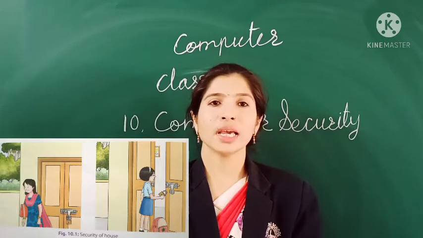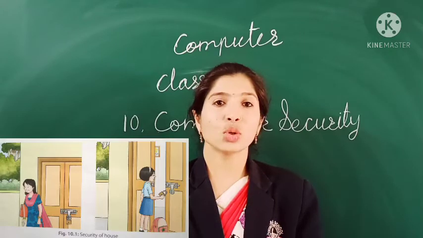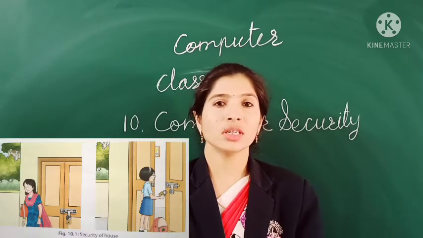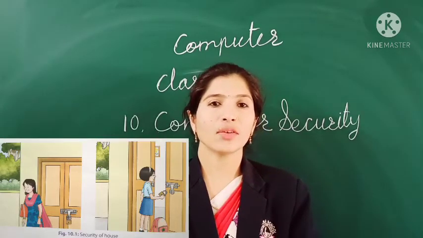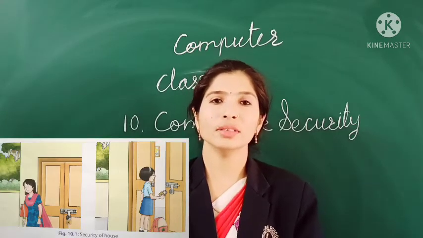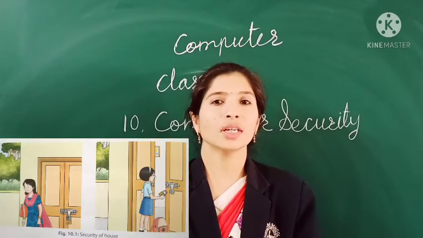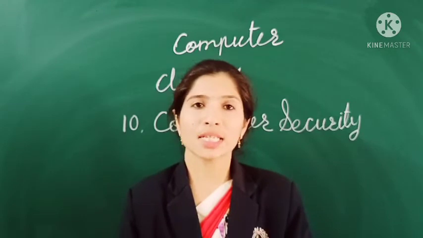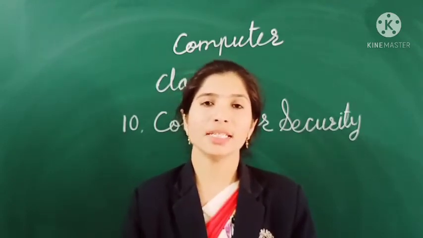What if somebody enters and robs the house? To prevent such a situation, she locks it to restrict the entry of an outsider. The door can now be opened only by the family members who have the duplicate key to the house. We can use the same system to secure a computer and its data.